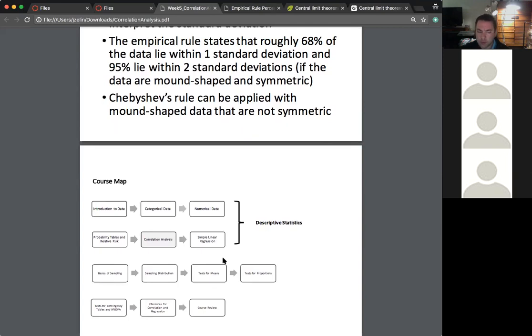And so for this week, the main takeaways are we're looking at correlation analysis. So we went over scatter plots, we went over covariance and correlation and what each of these mean. And we had an introduction to z-scores and the empirical rule. And in the next week, we're going to go over simple linear regression in more detail. And then after that, we're going to go into sampling and then a lot more different tests that we have.